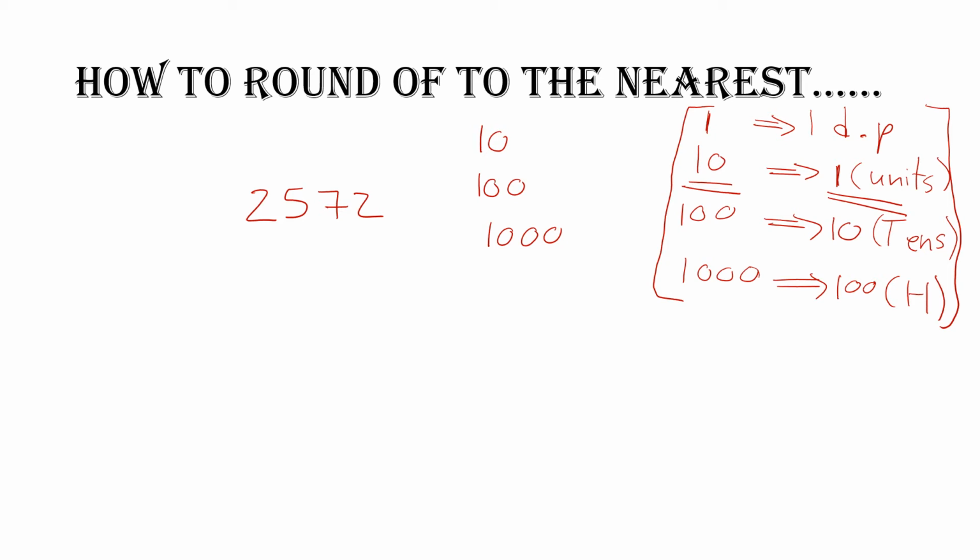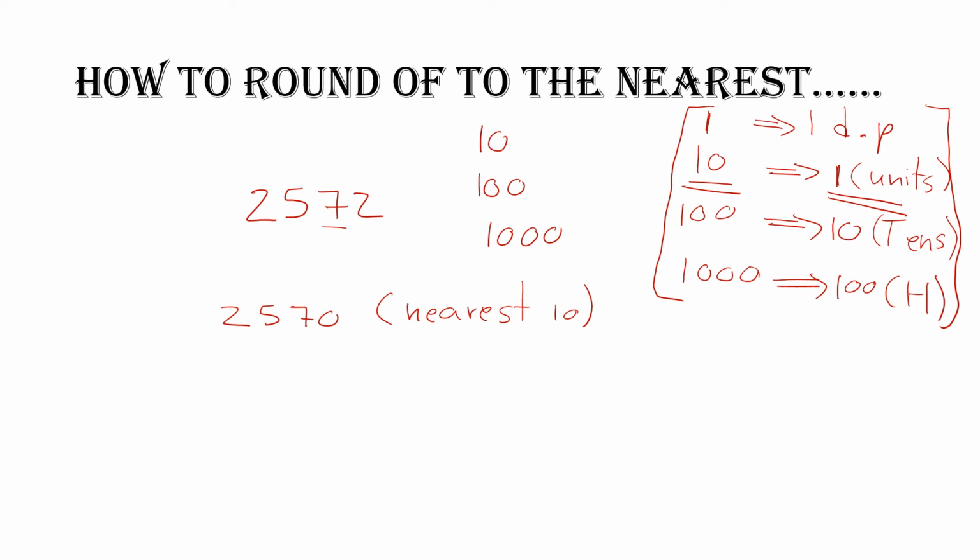So if I'm doing this to the nearest 10, remember this is our tens place, so our critical value will be the 2 here. So this to the nearest 10 will be equal to 2,570. Again, I underline my 10, and my critical value for 10 is units. It's always the place value before the one that you're asked for.